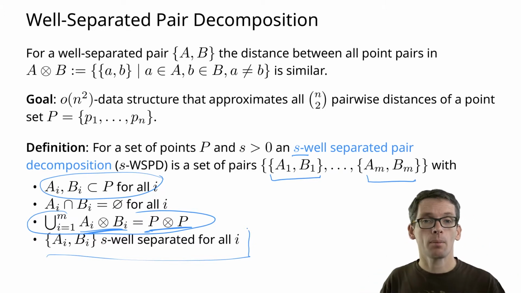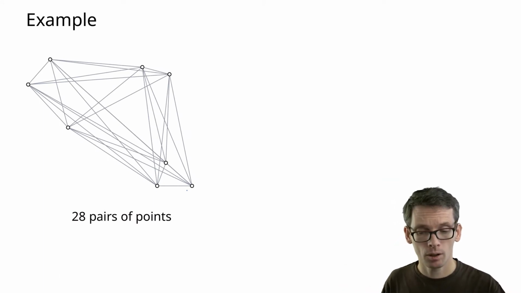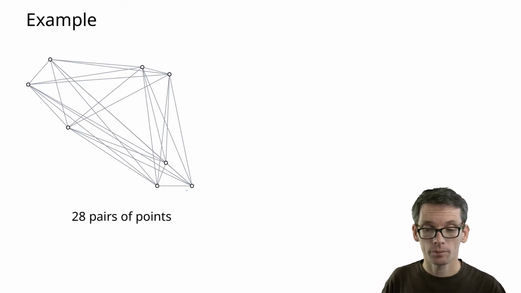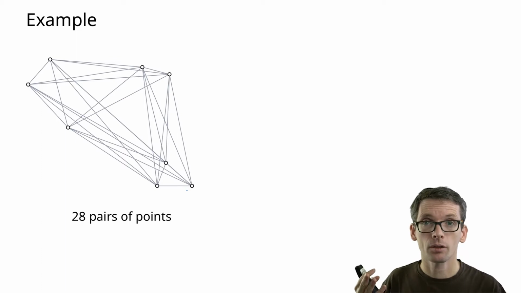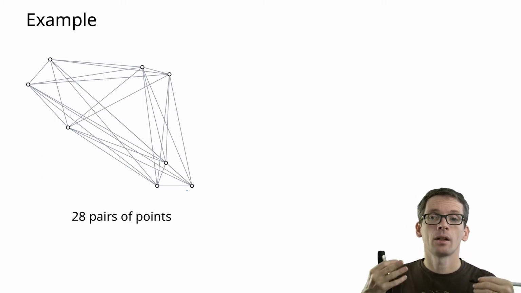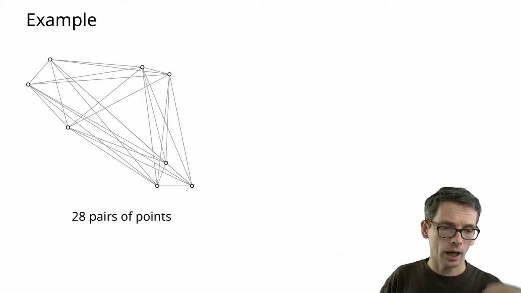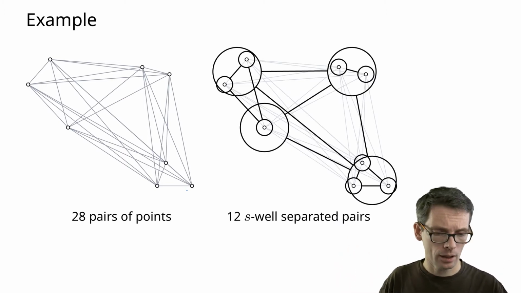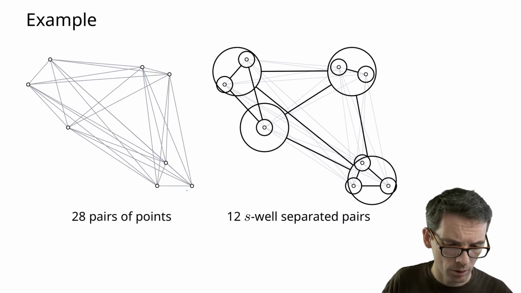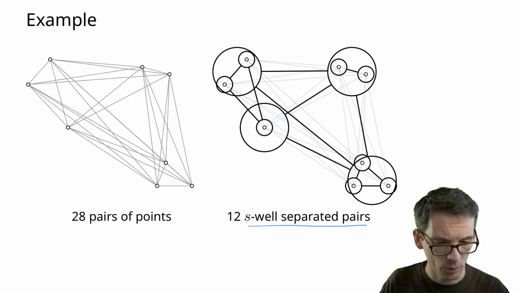Let's see an example. So here I have a point set, 1, 2, 3, 4, 5, 6, 7, 8 points. So I have 28 pairs of points. So I want to approximate 28 distances. And now for a suitable S, this is an S well-separated pair decomposition.